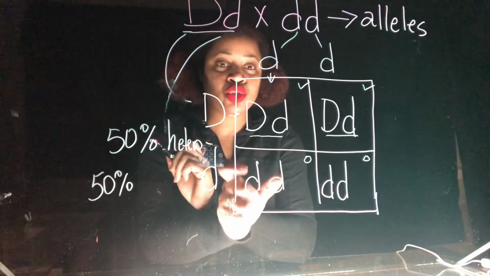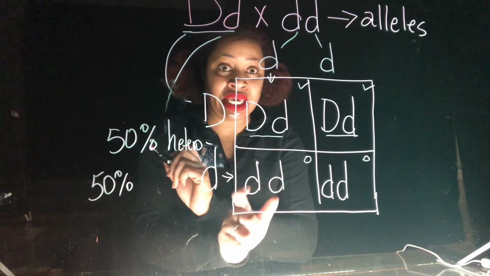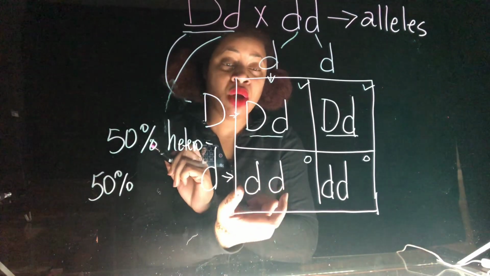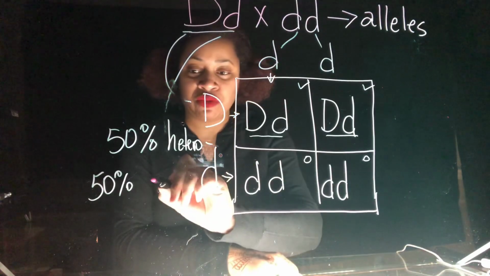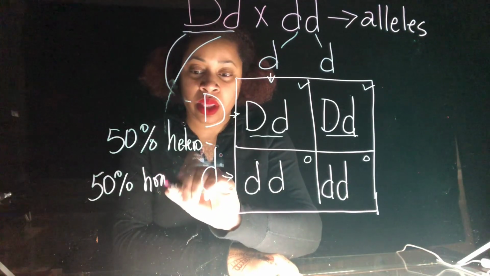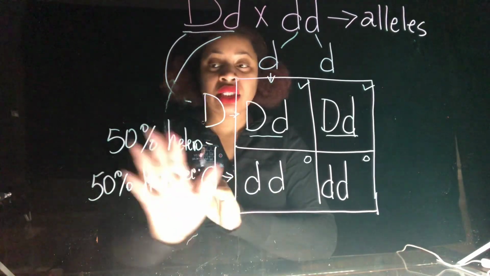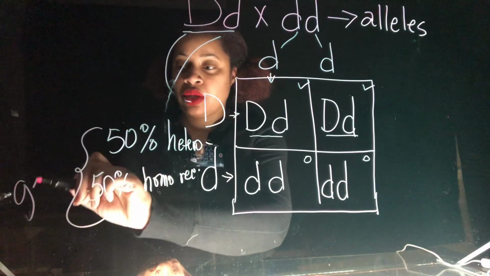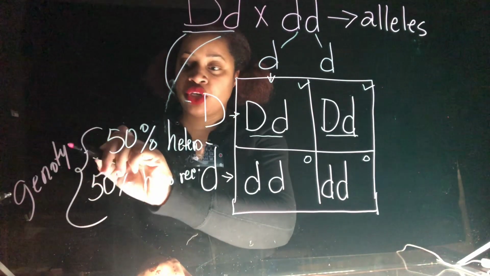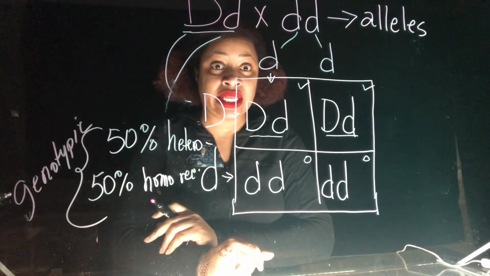When we have 2 small alleles, we call it homo, because it's the same, homozygous, right? But they're homozygous recessive. So 50% I like to call homo recessive, right? This is the genotypic ratio, right? Genotypic, you look at the letters.